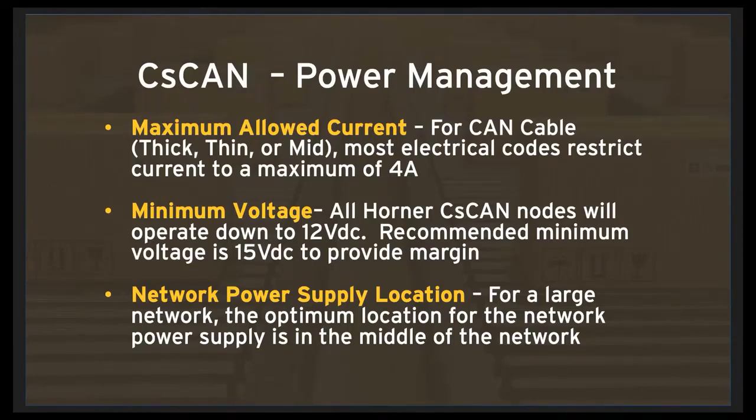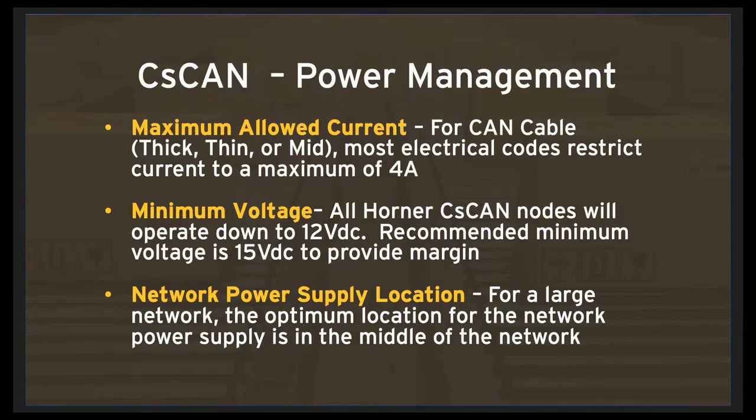Now let's talk voltage, minimum voltage. As I mentioned, the network power is 24 volts typical. But of course, the further you get away from the power supply, you're going to have voltage drop. Now, CsCAN nodes will operate all the way down to 12 volts DC. But from a recommendation standpoint, you should really target 15 volts or higher to ensure that you don't have a voltage issue with your network.